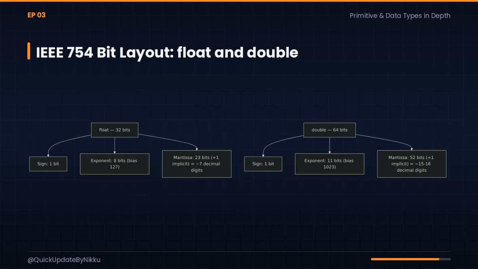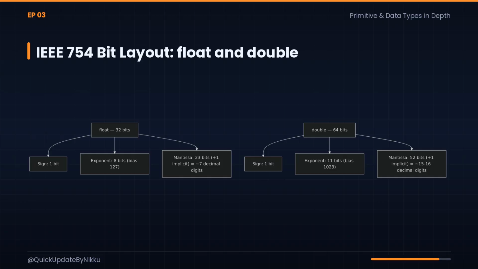Both float and double implement the IEEE 754 standard. A float uses 32 bits split into a sign bit, 8 exponent bits biased by 127, and 23 mantissa bits, giving roughly 7 significant decimal digits. A double uses 64 bits with 11 exponent bits and 52 mantissa bits, yielding 15 to 16 significant decimal digits.